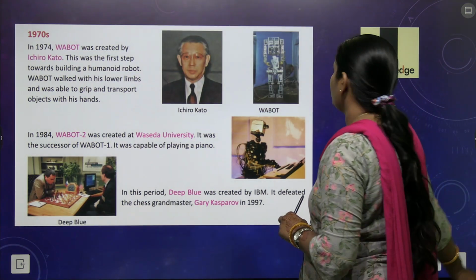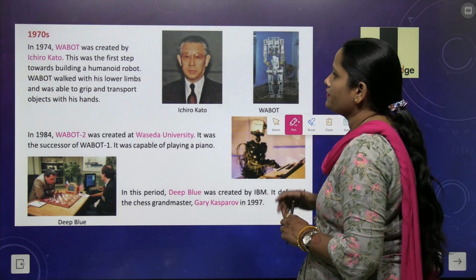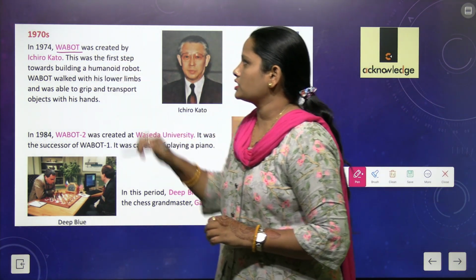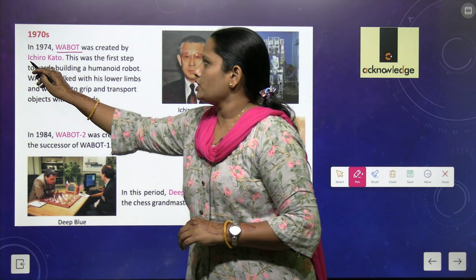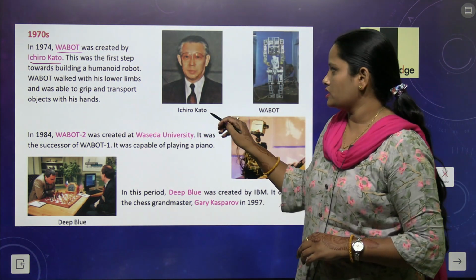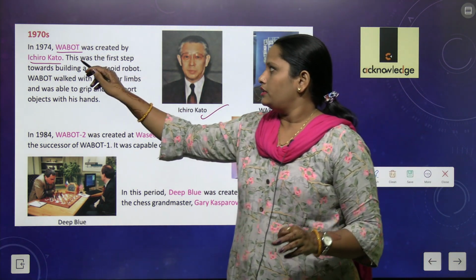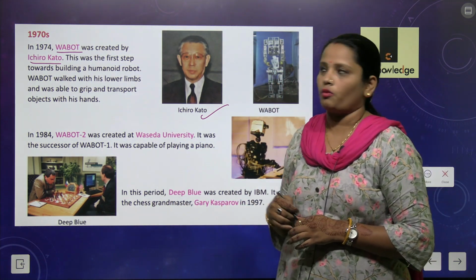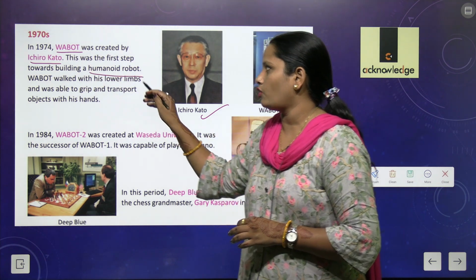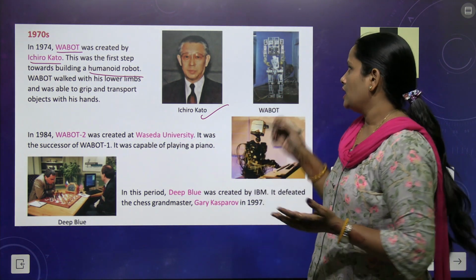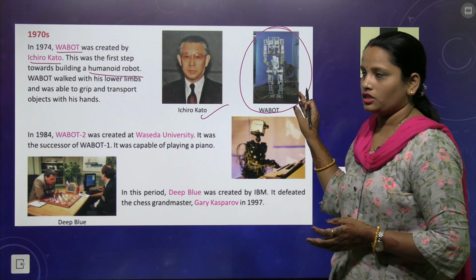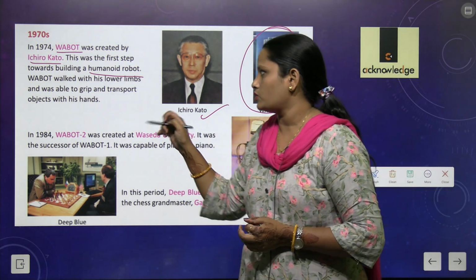In the 1970s, what happened? In the 1970s, Wabot was created by Ichiro Kato. So here's the picture of him. This was the first step towards building a humanoid robot. So what he made? He made a humanoid robot, a robot that looks like a human. So here is Wabot, the creation that was made by Ichiro Kato.